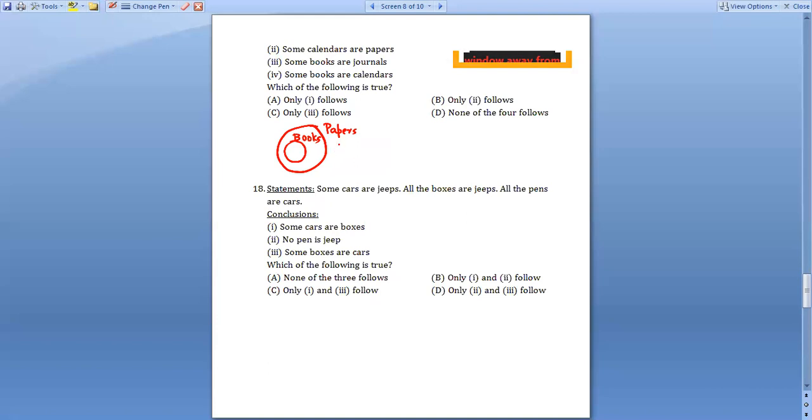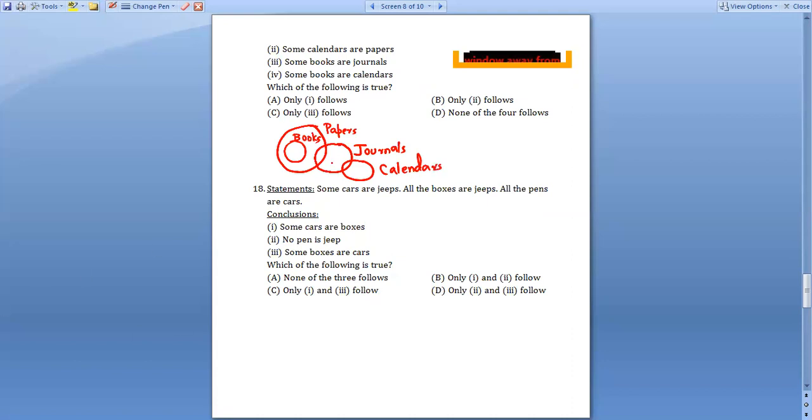Some papers are journals. So some papers are journals means you have to draw journals as overlapping circle with papers. Some journals are calendars. So some journals are calendars.